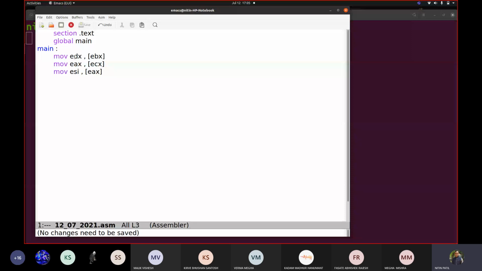So in this case, this edx is a specific register value, and this ebx would be having some value, and we are going to pick the value from that address. So what would ebx be? It would be representing an address, correct? So let us see what it does.